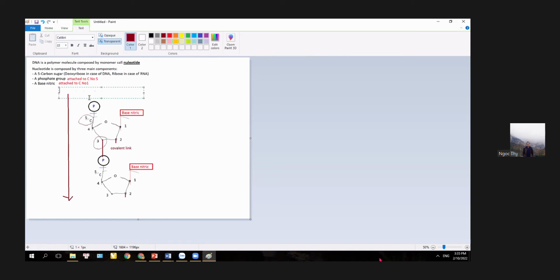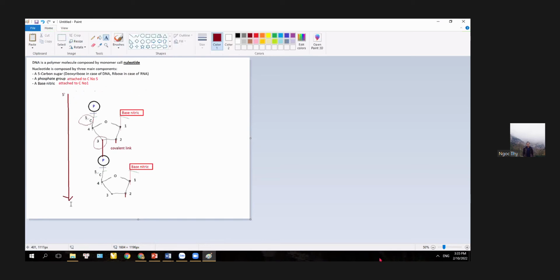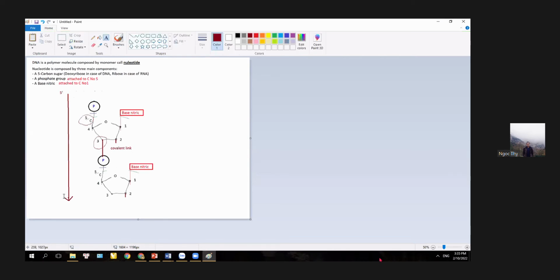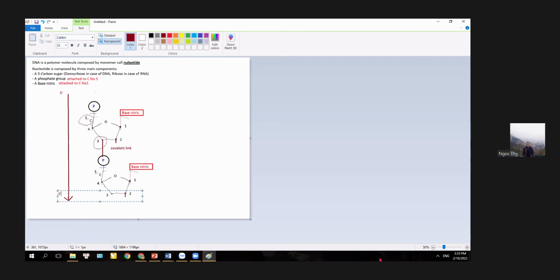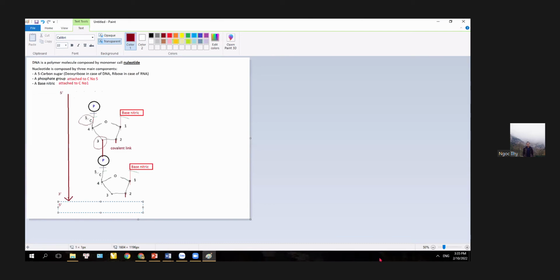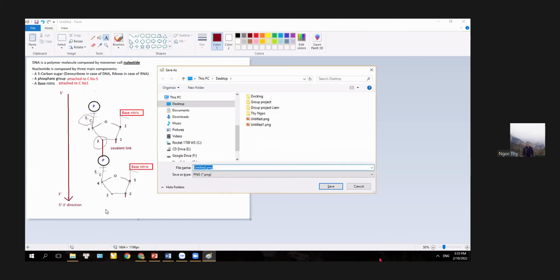So here we can call this the 5' end, and this is the 3' end. Why is my arrow like this? And the direction from the top to the bottom is called the 5' to 3' direction. Okay. This direction is really important.